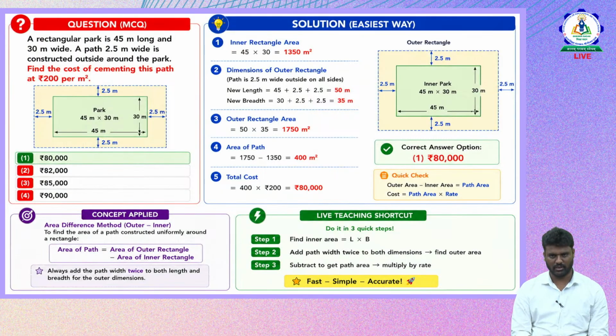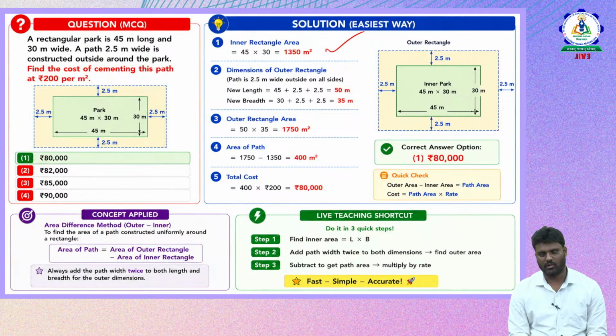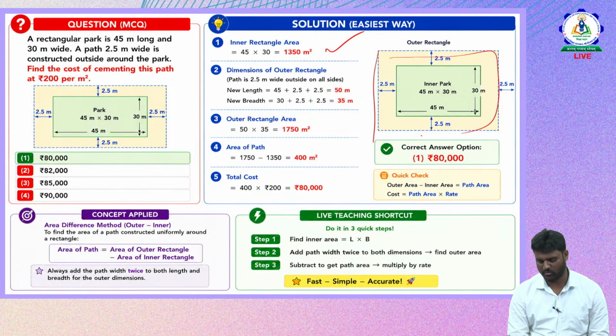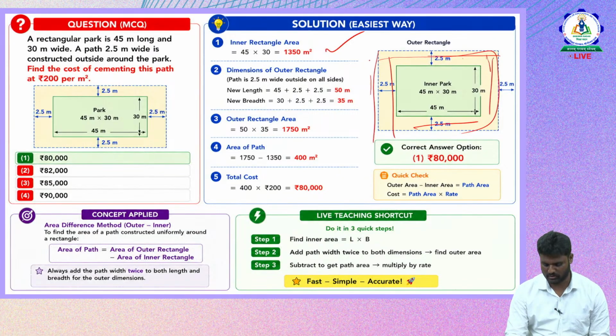Now what will be the area of the rectangle here? We know the formula: length into breadth, so the area of the rectangle will be 1350 meters square. Now the dimensions of the outer rectangle: the path is 2.5 meters wide outside on all the sides. So from the inner rectangle, for each side of the path, the width is 2.5 meters. So this will be 2.5, this will be 2.5, this will be 2.5, this will be 2.5 outside.